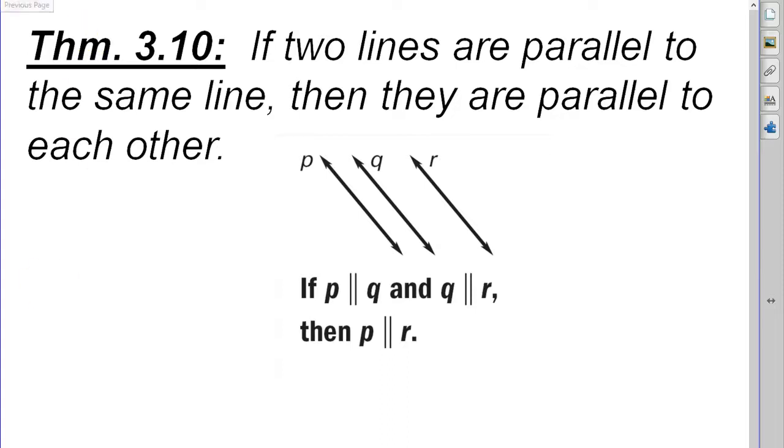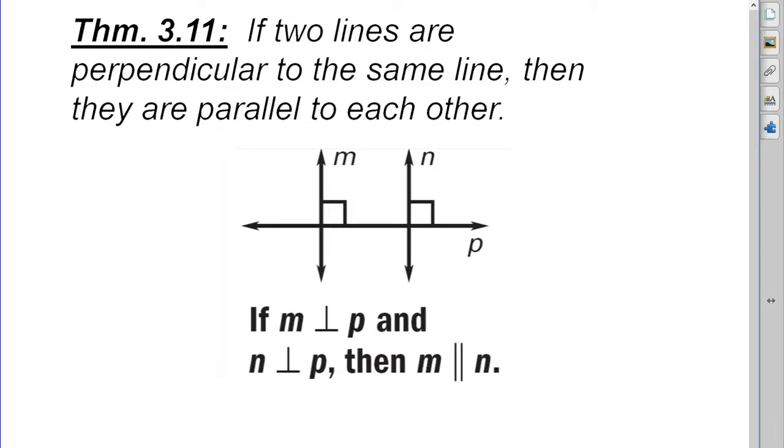Now, the next one states if two lines are perpendicular to the same line, then they are parallel to each other. We've already covered this in one form, but now I'm covering it in a different form. It was if two lines are parallel and perpendicular to one line, they're perpendicular to the other. We're flipping this. It's like the converse of that theorem. So if two lines are perpendicular to the same line, then they're parallel to each other. Again, it works because we have corresponding angles that are congruent. The corresponding angles mean the lines are parallel.